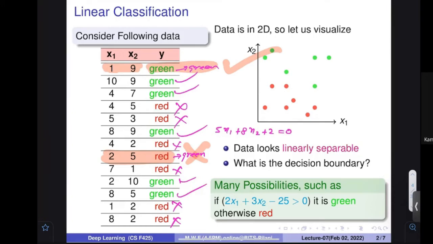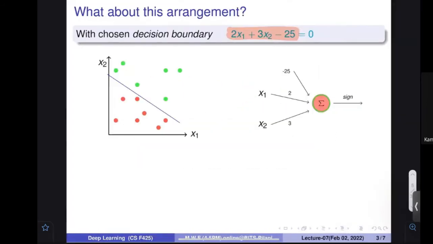Make sense? So how many places am I wrong? 1, 2, 3, 4, 5, 6, 7. 7 places I'm going to be wrong. There are 13 places, so 6 places I'm going to be correct and 7 places I'm going to be wrong.